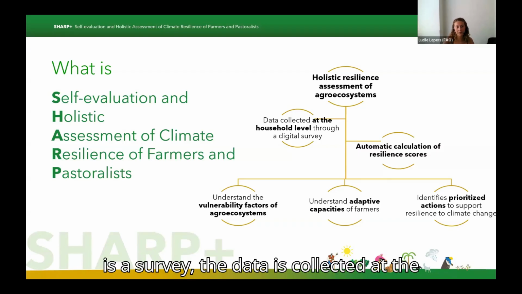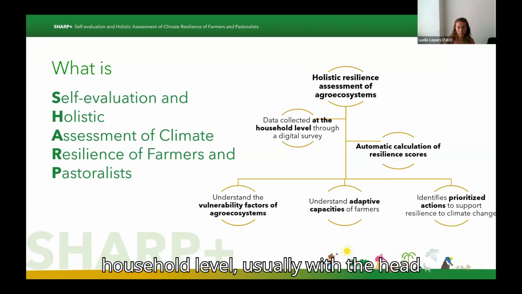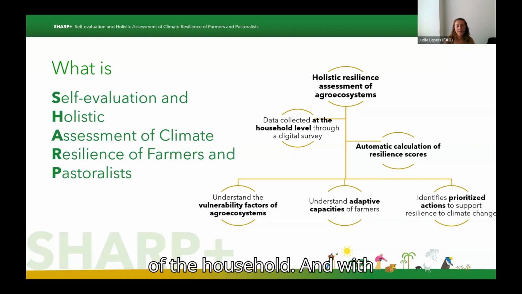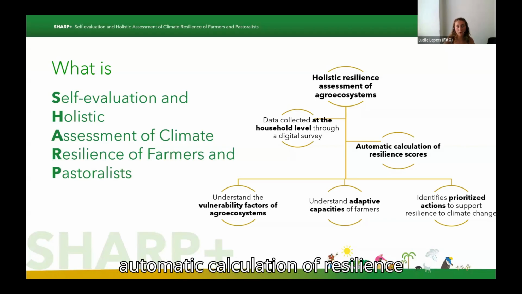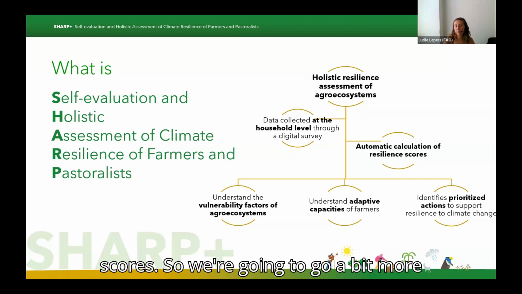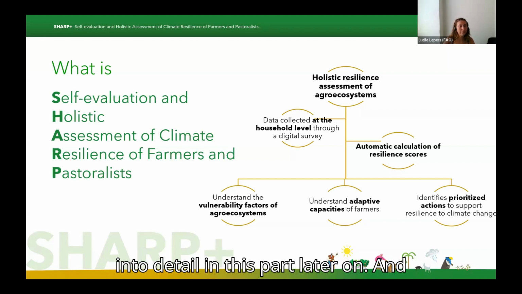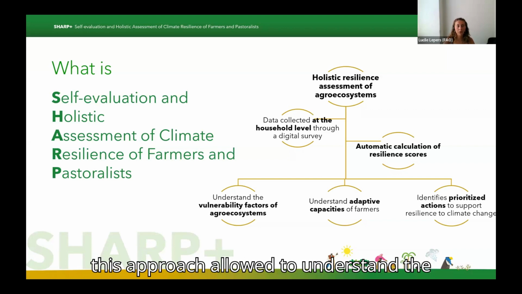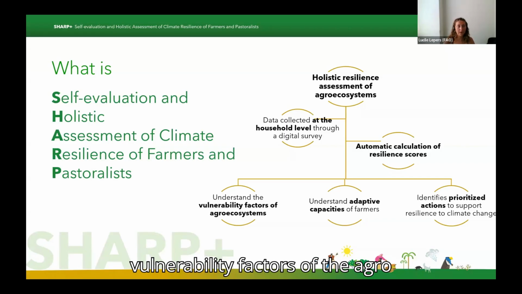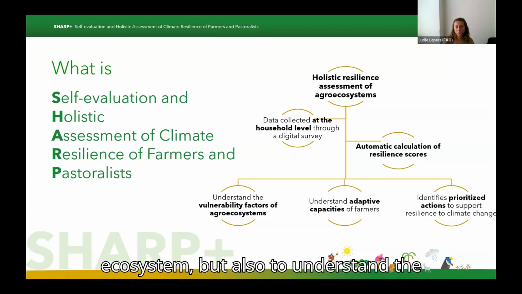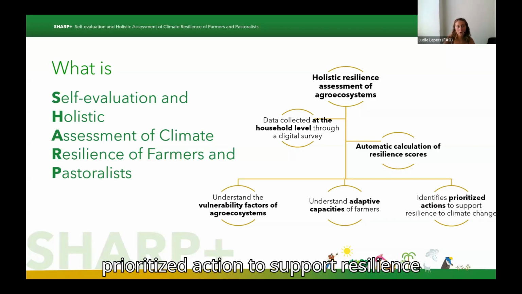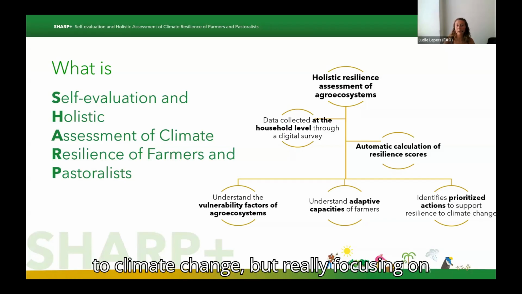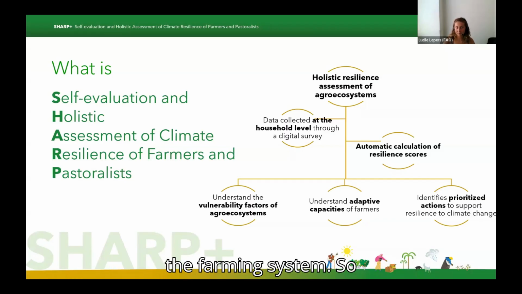As SHARP is a survey, the data is collected at the household level, usually with the head of the household. And with the information collected, there is an automatic calculation of resilience scores. We're going to go a bit more into detail in this part later on. This approach allows us to understand the vulnerability factors of the agroecosystem, but also the adaptive capacities, and to identify prioritized actions to support resilience to climate change, really focusing on the farming system.